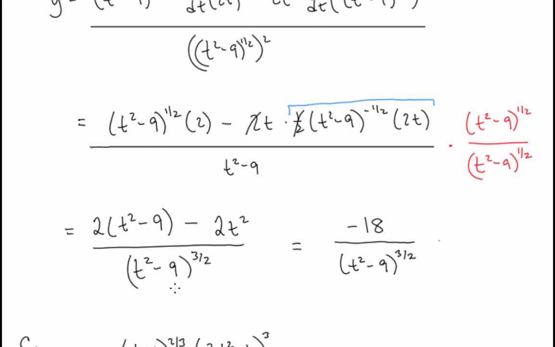So we're here, and we're almost done. We notice that we can simplify a little bit more in the numerator. This is 2t squared minus 18 minus 2t squared. So the 2t squareds will cancel and we'll be left with negative 18 over (t squared minus 9) to the 3/2 power. And that's our derivative here.